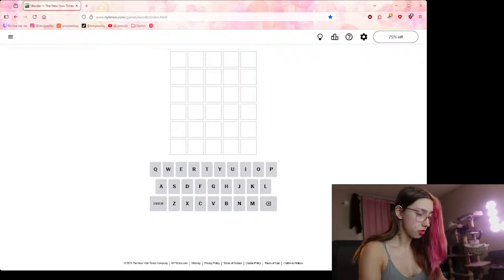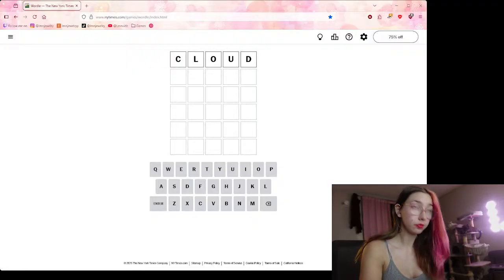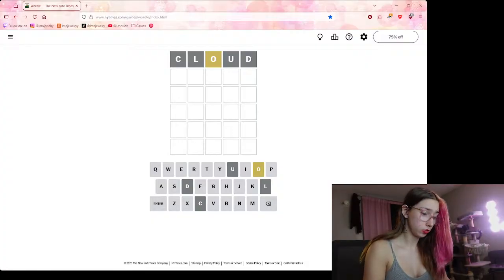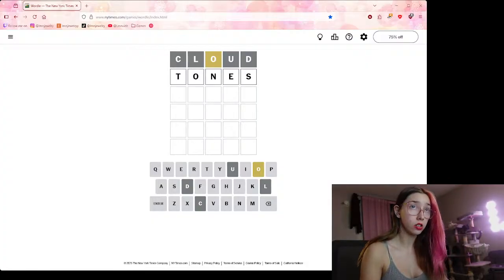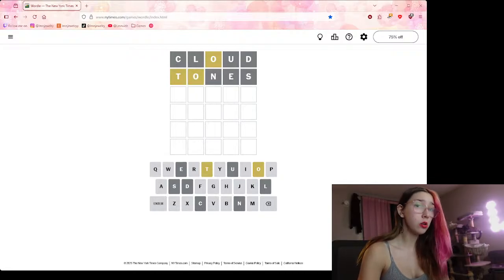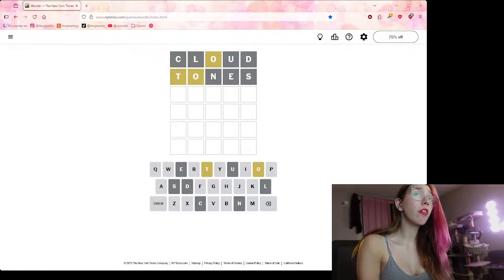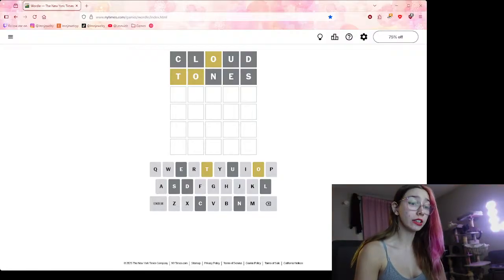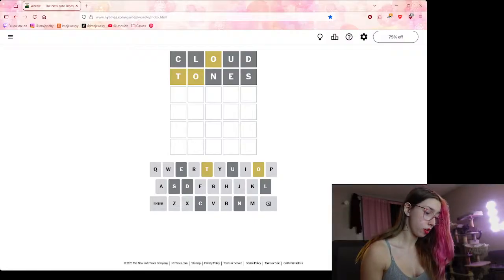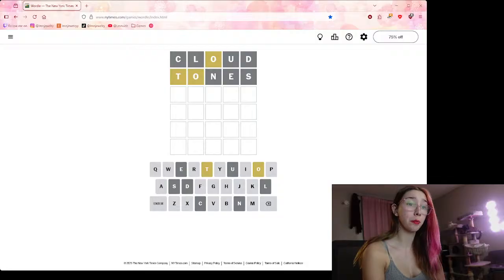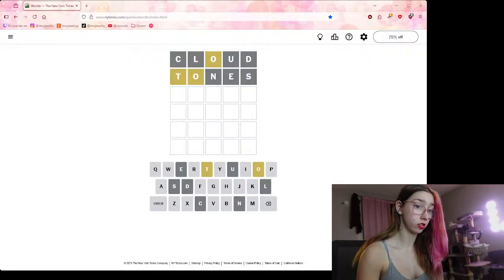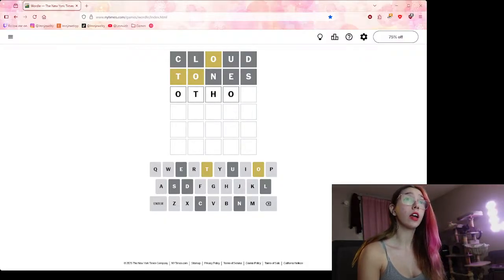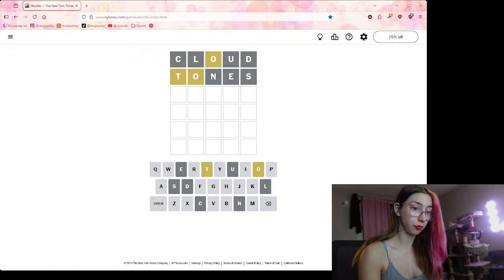We're gonna do Wordle. So our first word is going to be cloud. We have an O. Now we're gonna do tones. Okay. So we need a 5-letter word that has an O and a T. O is not the second or third letter, and T is not the first letter. And there's no S. And there could be an R. It could end in OR, but I don't know what.